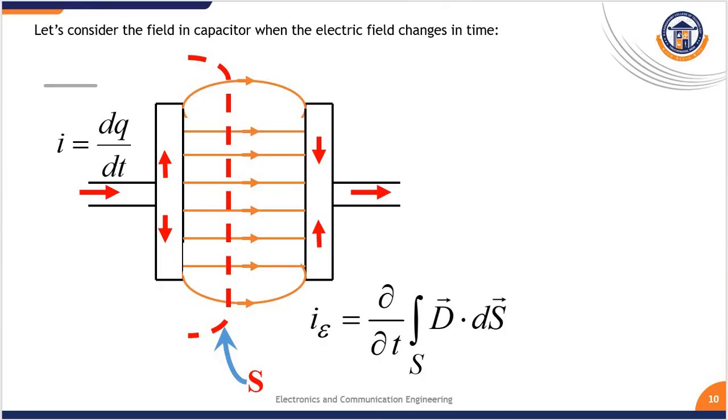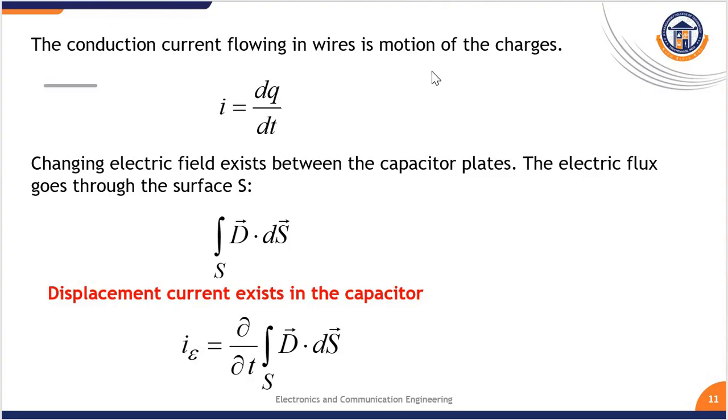Let us consider the field in a capacitor when the electric field changes in time. I is equal to dq by dt, and I is equal to dou by dou T into surface integral D vector dot ds vector. In this, the conduction current flowing in the wire is motion of the charges. So I is equal to dq by dt. Changing electric field exists between the capacitor plates. So the electric flux goes through the surface S, surface integral D vector dot ds vector. Displacement current exists in the capacitor. So I equal to dou by dou t surface integral D vector dot ds vector.